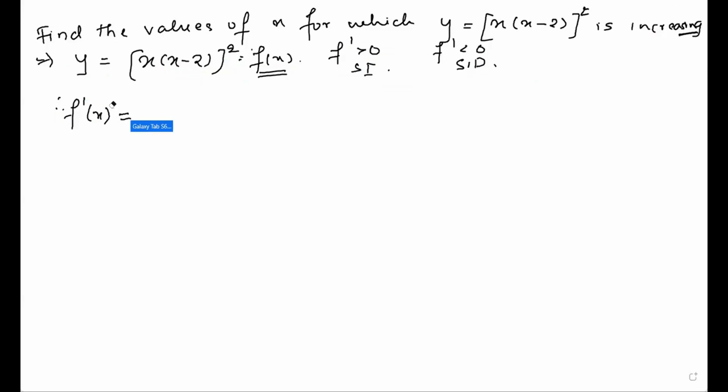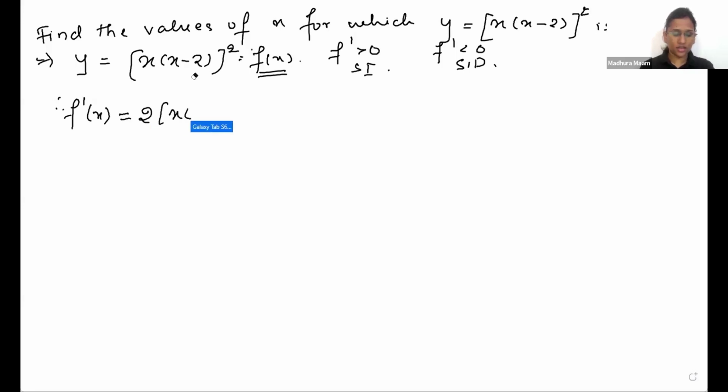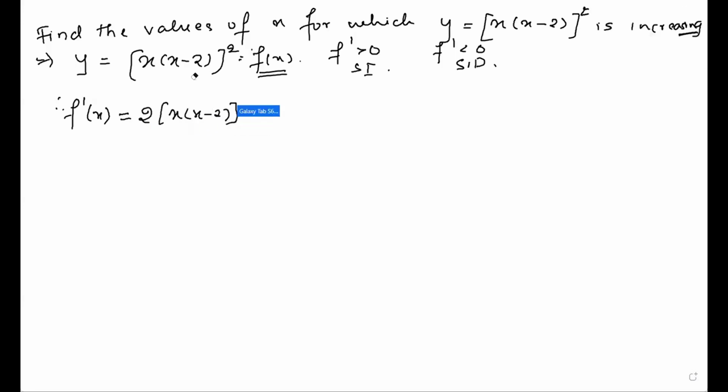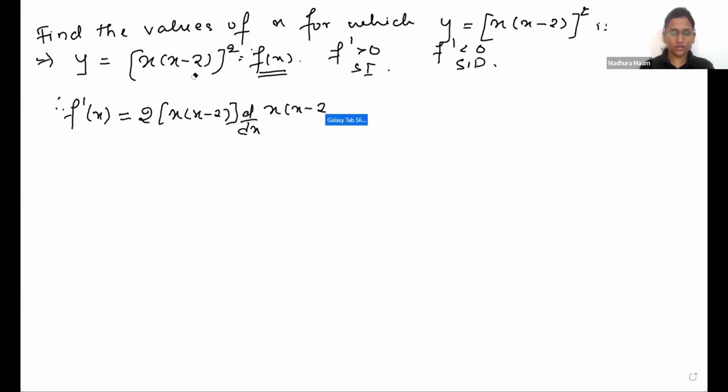Chain rule comes in here. So first you treat it as x square. The derivative of x square is 2x. But in place of x, what do we have? x into x minus 2. So again I have to differentiate this x into x minus 2.